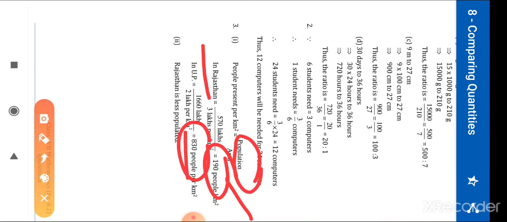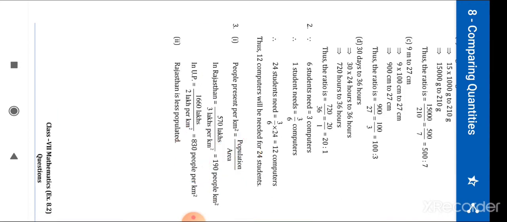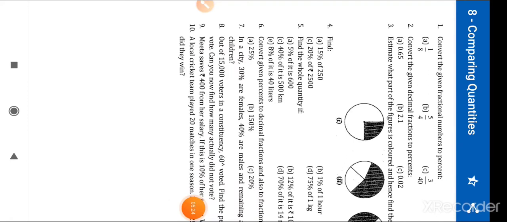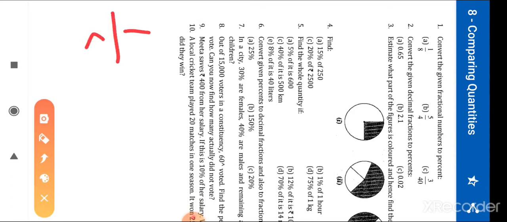Now move to our next exercise, exercise 8.2. The first question of exercise 8.2 is to convert the given fraction numbers to percentages. To convert a fraction number to percent, we have to multiply that number by 100. So our first part is 1 by 8. To convert this number into percentage, we have to multiply this number by 100.